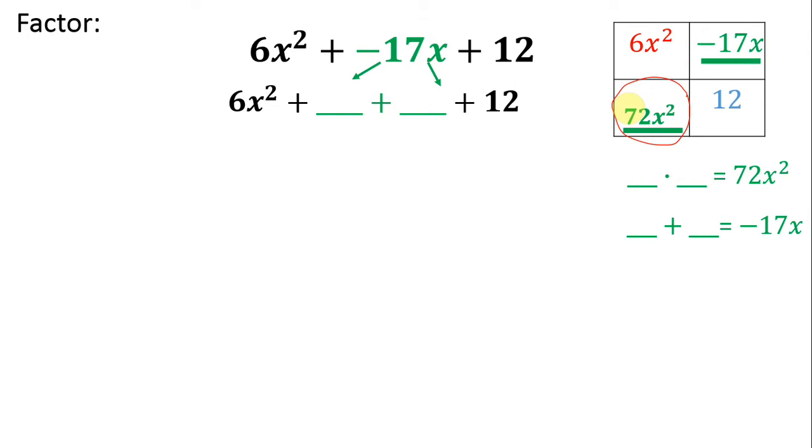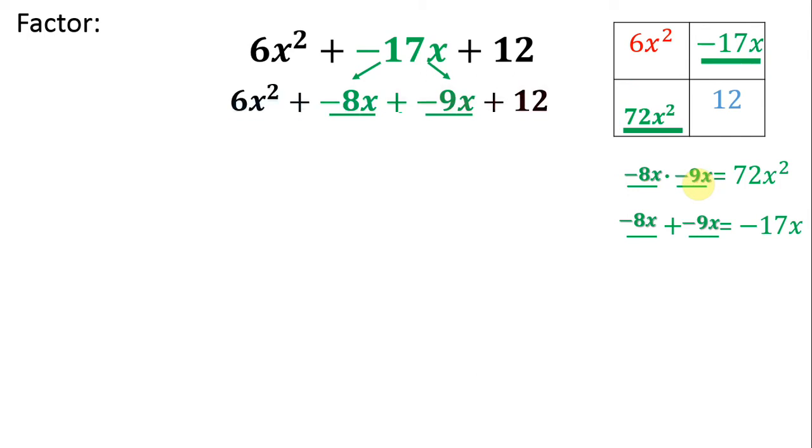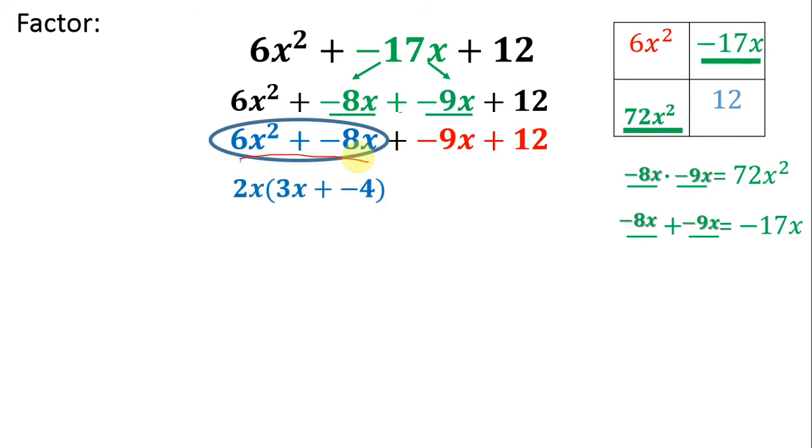The two numbers that multiply to 72 and add to negative 17, I can almost ignore this variable and just think about the number. Two numbers that multiply to 72 and add to negative 17 are going to be negative 8 and negative 9. Thus, the numbers that are going to go in these blanks are going to just be negative 8x and negative 9x. Then I'm going to take my first two terms and I'm going to factor out the greatest common factor. I'll bring down my plus sign. And what will I do next?